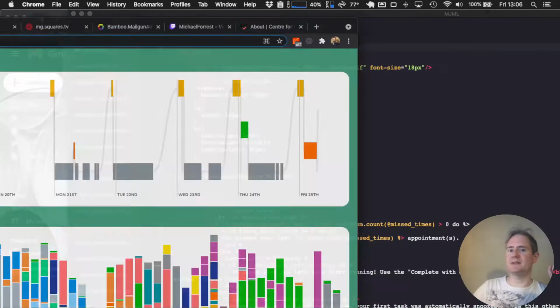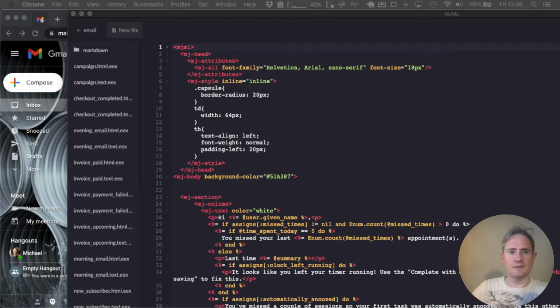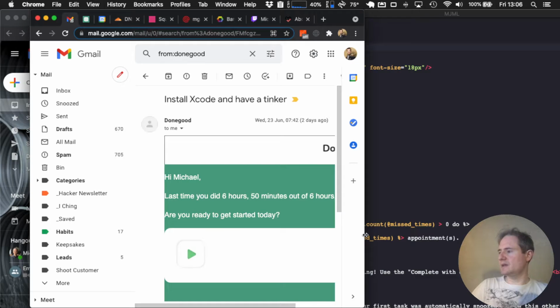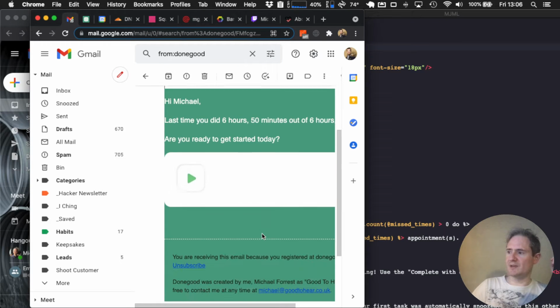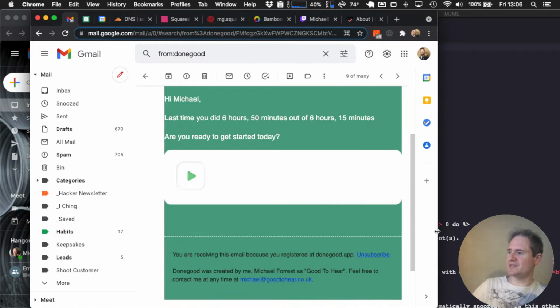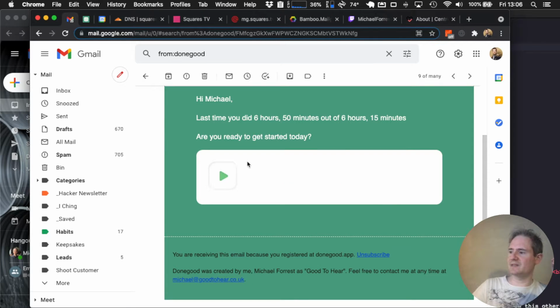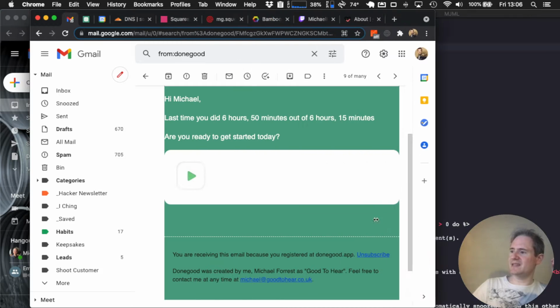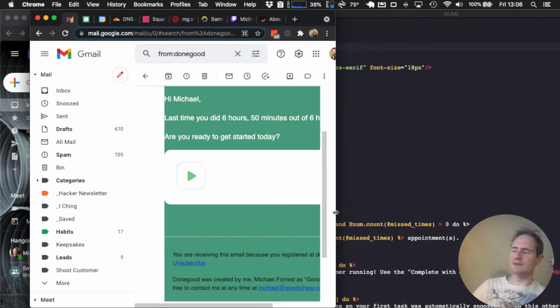If I just find one from Done Good, weekly stats, let's find. So they were looking like this on mobile. Oh, that's a bit smaller. Basically Gmail, and also I'd broken it, so that was transparent. I tried to fix it, but they were just coming out bad on the phone.